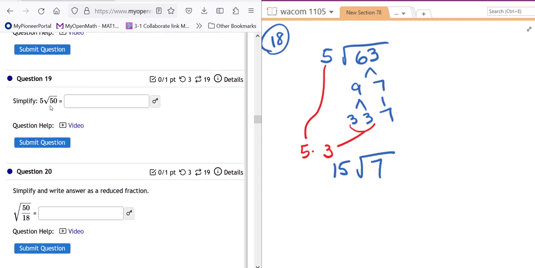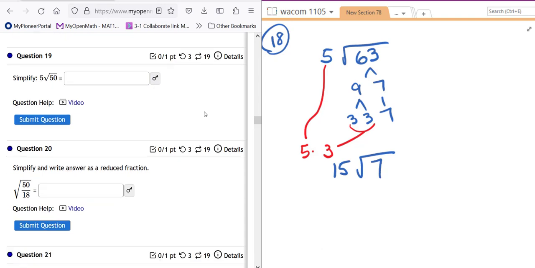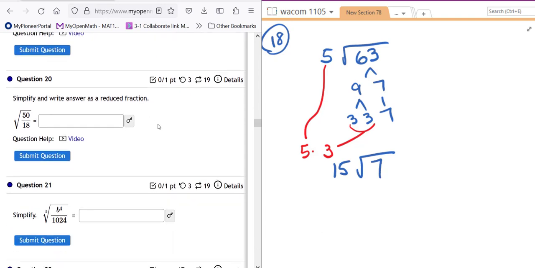19 is the same kind. You break 50 down, take out what you can, multiplies by 5. Right. 20.